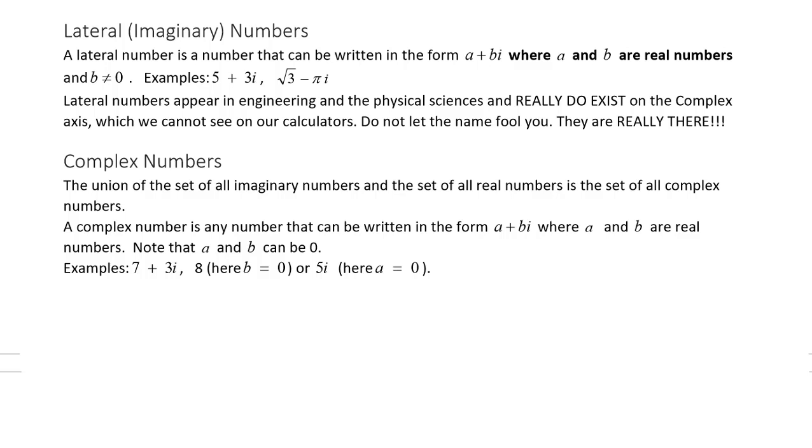When we take the union of the set of all imaginary numbers and the set of all real numbers, we get the set of all complex numbers. Now, in previous videos, I've kind of used imaginary numbers and complex numbers interchangeably, but at this point we have to start making a very clear distinction between the two of them. When you have an i by itself, it's an imaginary number.